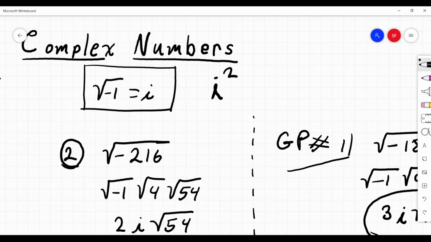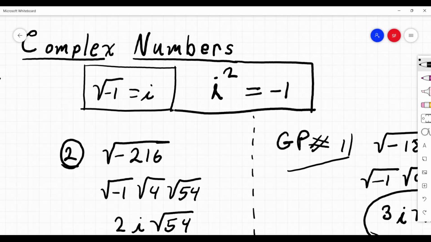i squared equals -1. It's okay, computer. I am not mad, just disappointed.